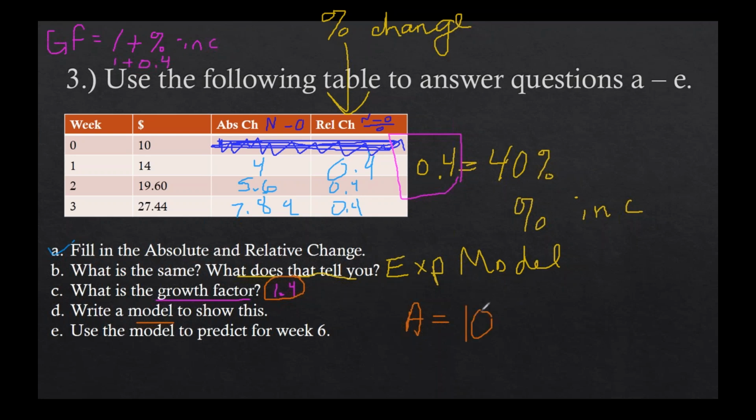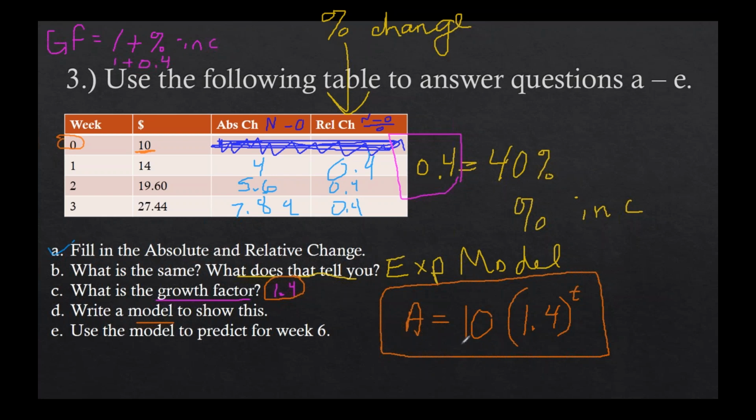Exactly. Just like in linear models, when our x value is 0, our output value is our starting point. So our initial value is 10. Inside parentheses, I'm going to put my growth factor, and then I'm going to have my time as my exponent. So this is the exponential model for this particular problem.